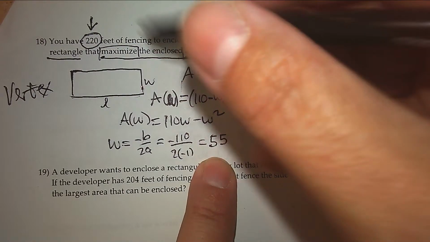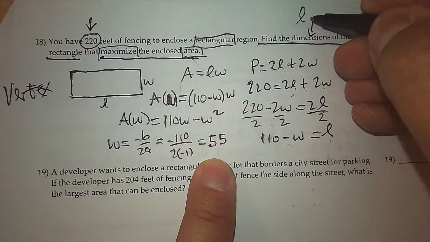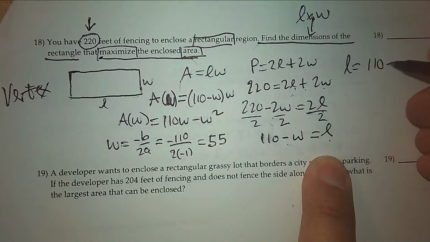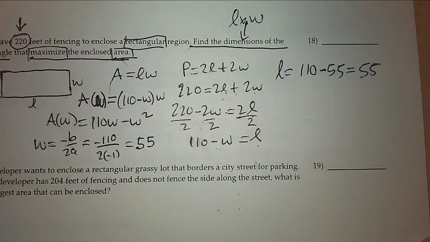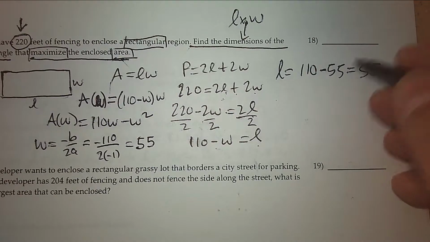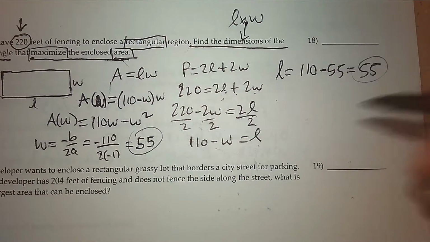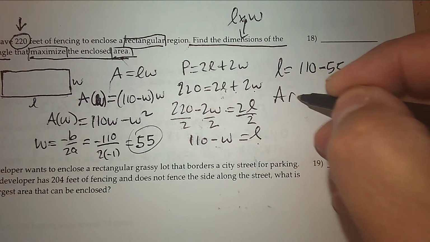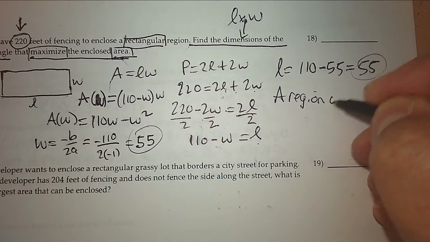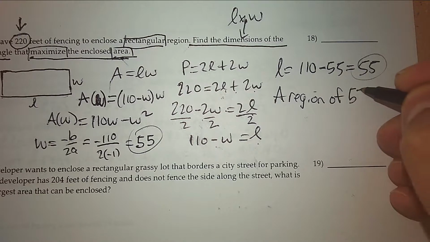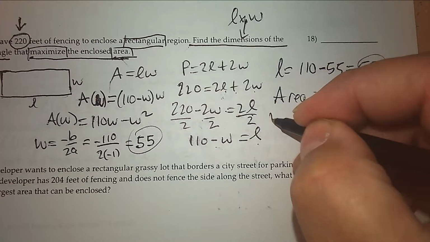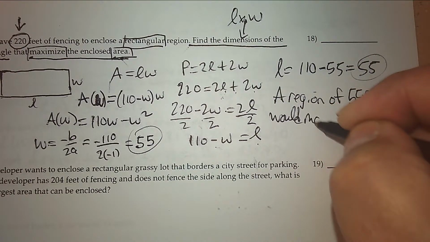It said the dimensions. Dimensions is length and width. So the length is 110 subtract the width. Guess what the length is? Also 55. So what dimensions would maximize the area? So the answer is a region of 55 feet by 55 feet would maximize the area.